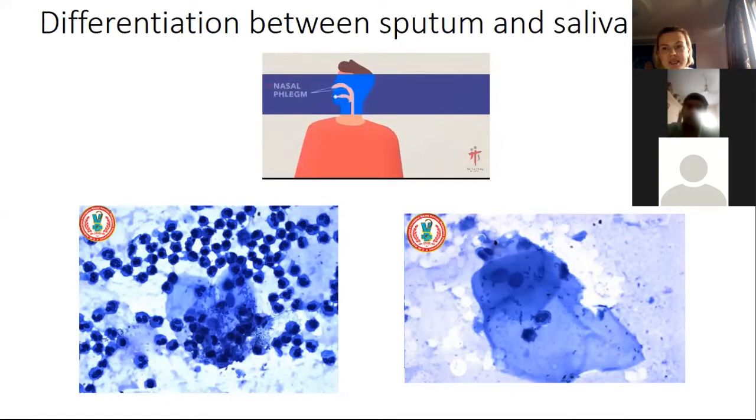You should explain to your patients the right collection of the sputum.